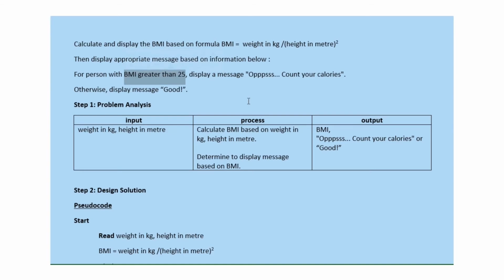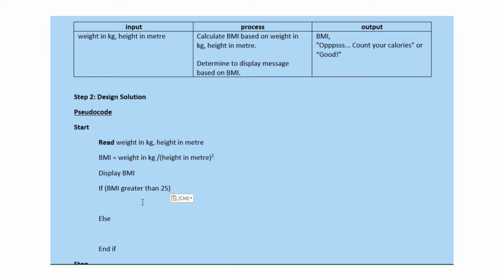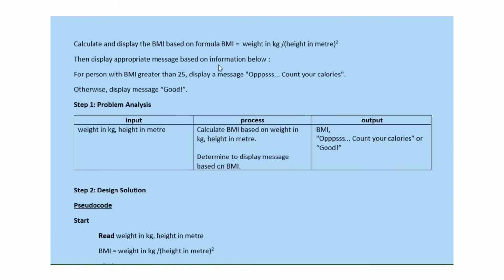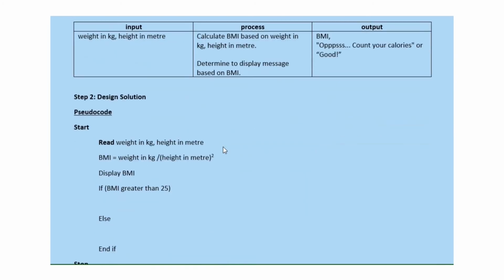This condition should be put here: if BMI greater than 25. You also can write it by using the symbol greater than, so the choice is yours, either you want to use the symbols or the words. Now, what happens if your BMI is greater than 25? The statement that will be executed if this condition is true will be put here. From the question, if your BMI is greater than 25, it will display the message here.